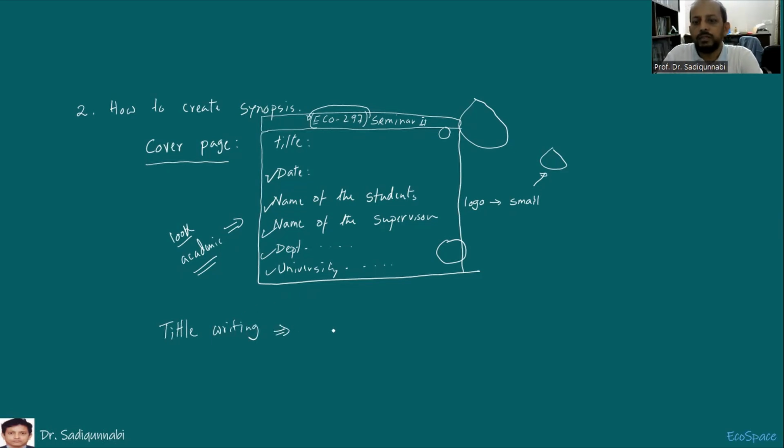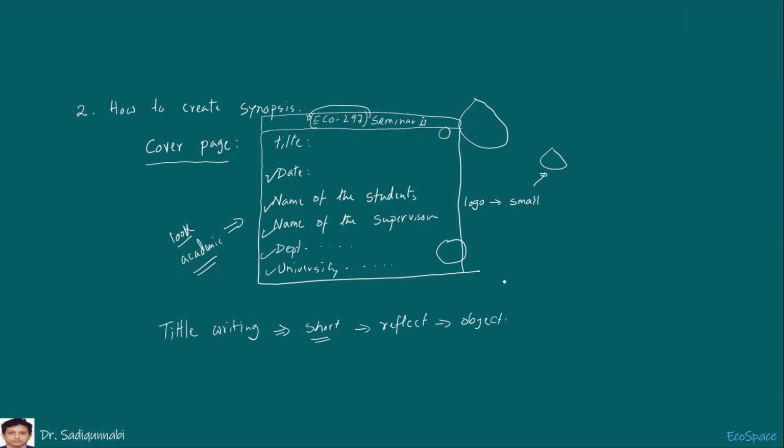In title writing, you must be very precise. Okay, short. It must reflect the objective of the whole papers you have selected. Okay, so your title should be short. Your title should reflect the objectives of all papers you have selected.